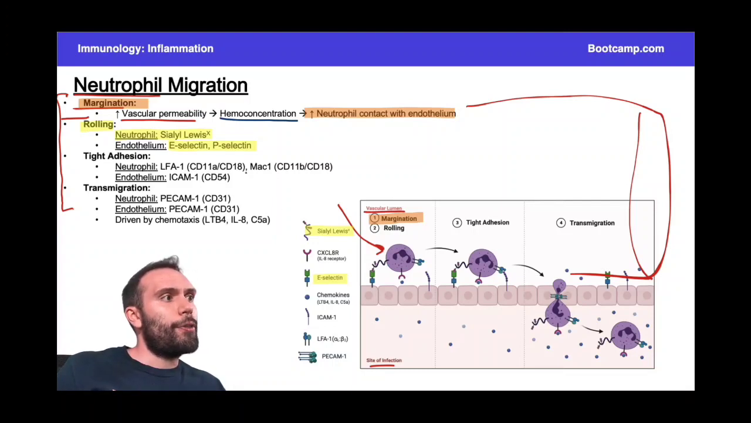Think of this as like a big snowball coming in with a really high velocity. So it's going to start to slow down as it starts to hit these E-selectins using its Sialyl-Lewis X receptor. Okay, so that's the concept. So that's rolling. Okay, so make sure you're familiar with the proteins in rolling.